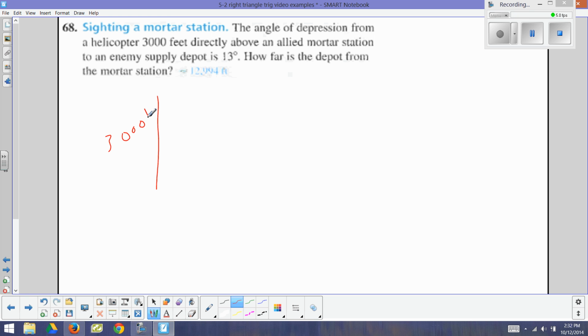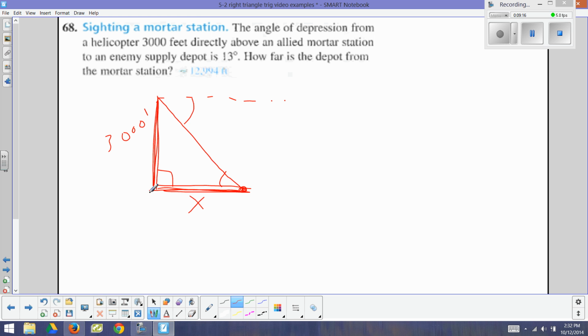The angle of depression from a helicopter to an Allied mortar station to an enemy depot. So there's my enemy depot. Okay. So there's my picture. I have 3,000 feet is my height. My right triangle. I have my angle of depression right there, which is 13 degrees. So this angle also is 13 degrees. How far is the depot from the mortar station? So they want to know this right here.